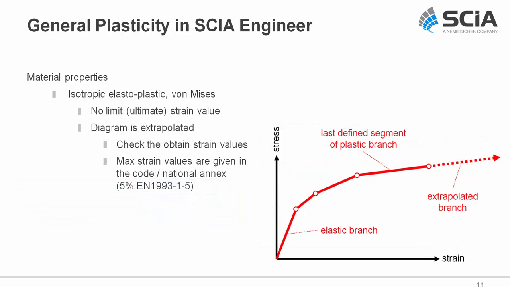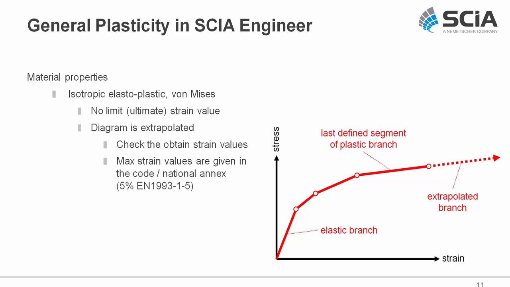Of course, important is that we are now using isotropic elasto-plastic von Mises stress strain diagrams, but there is no limit for the strain value. So this means that what is implemented into SCIA Engineer is a diagram that is extrapolated. Since there is no limiting value for the strain, you can use this calculation to calculate the plastic stresses. But afterwards, you need to check the real strain values that have been calculated. And these values should be smaller than a certain value.